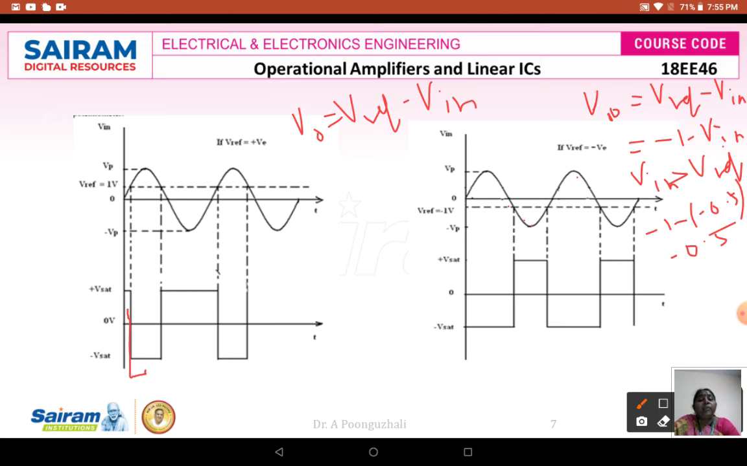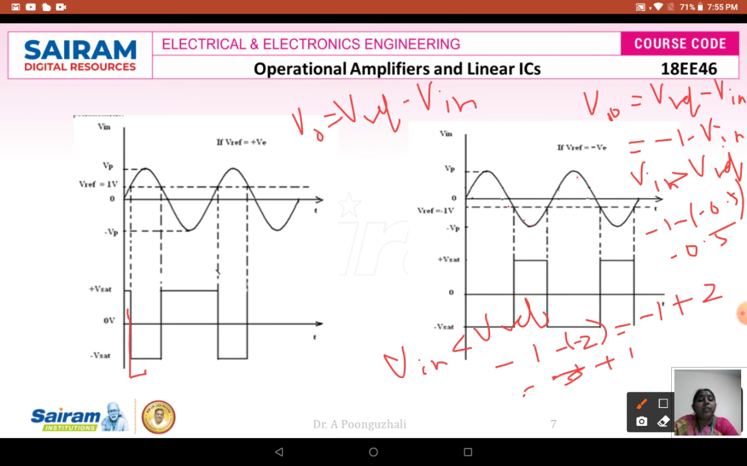When Vin is more negative, say minus 2, that means when Vin is less than V reference, then I get a positive output voltage. So with Vin as minus 2, minus of minus 2 is, it is your minus 1 plus 2. So minus 1 plus 2 is going to be plus 1.